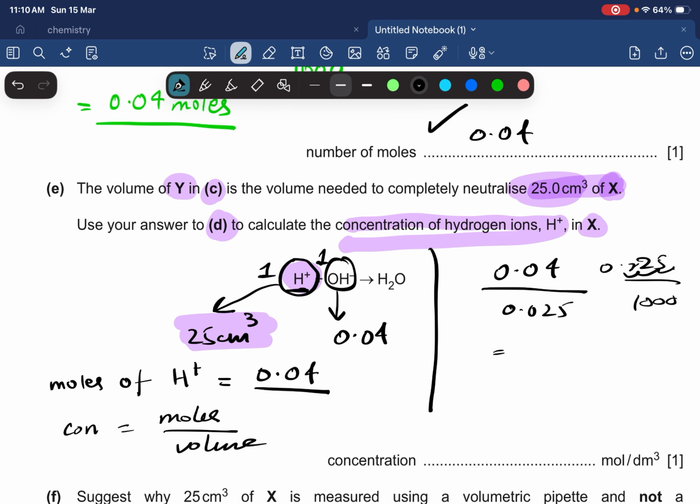Now let's see what is the concentration that we get. 0.04 divided by 0.025. Nah, I just messed up with the 0. I'm getting 1.6 moles per dm cube.